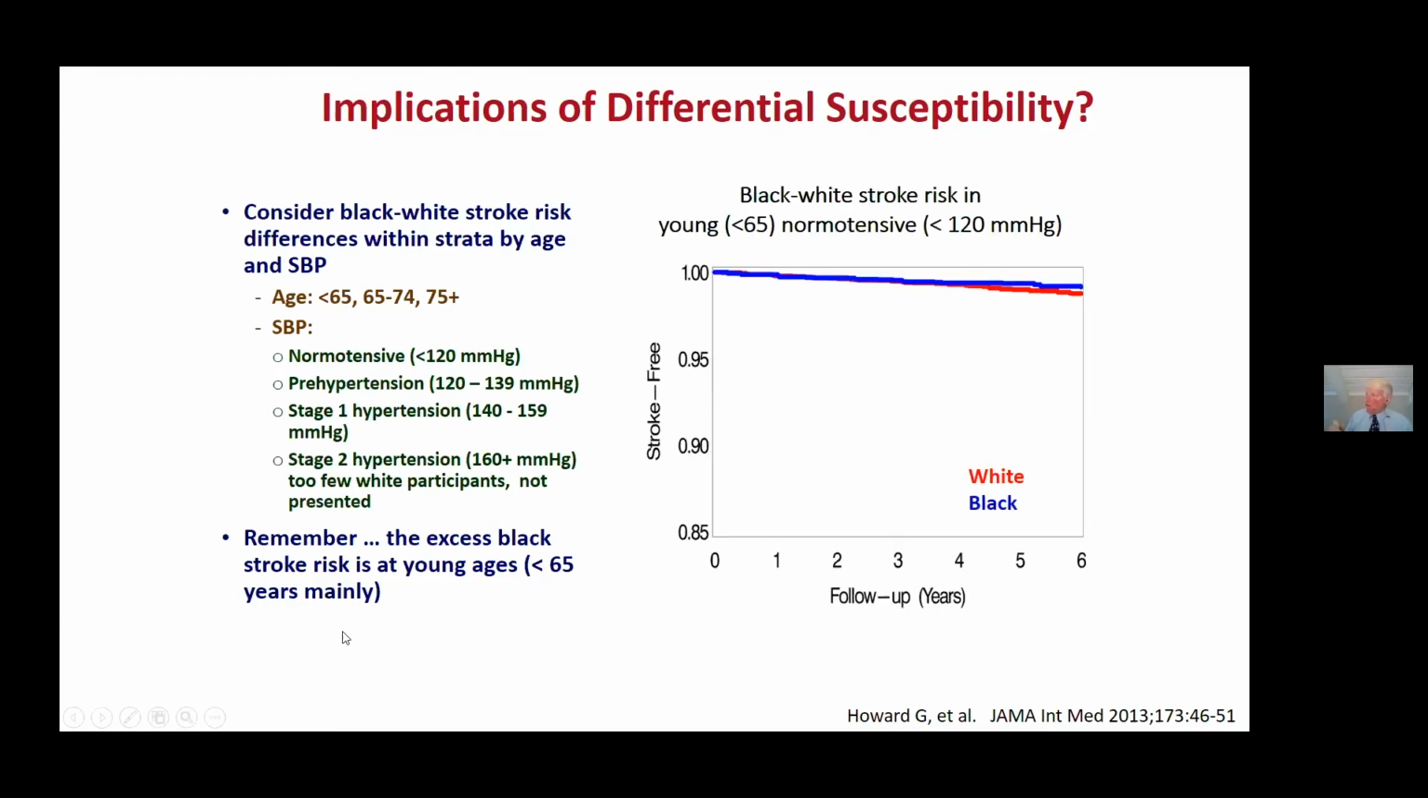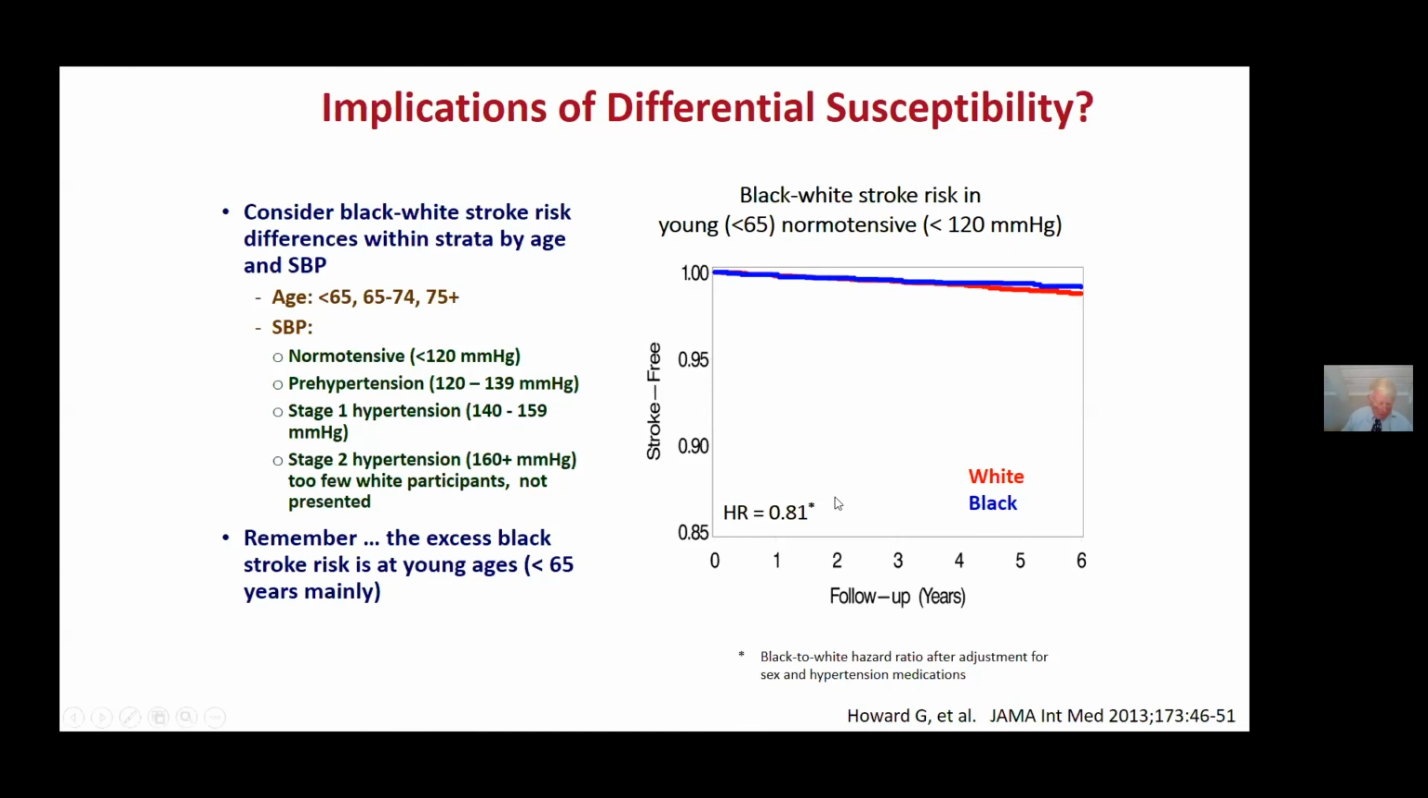So what's shown on this graph is the black and white stroke risk in young people who are less than 65 who are normotensive. And you can see, despite the fact that there's a huge excess risk in Blacks under the age of 65, there's really no disparity in Blacks that are less than 65 who are normotensive. This is the impact of that differential susceptibility. In fact, the hazard ratio is actually less than 1. Blacks are at lower risk. The red line is the whites. So the whites are having more stroke among young normotensive people compared to Blacks.